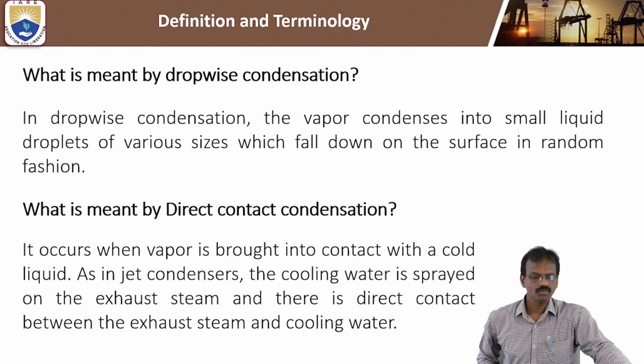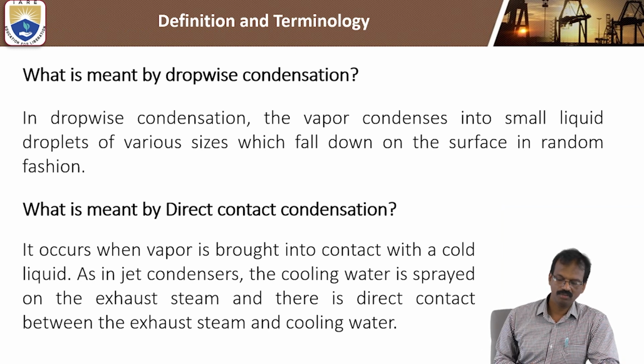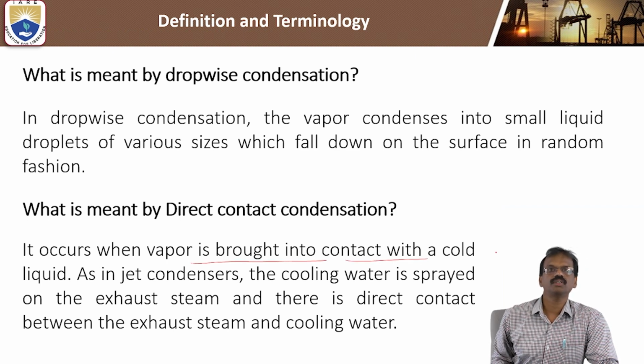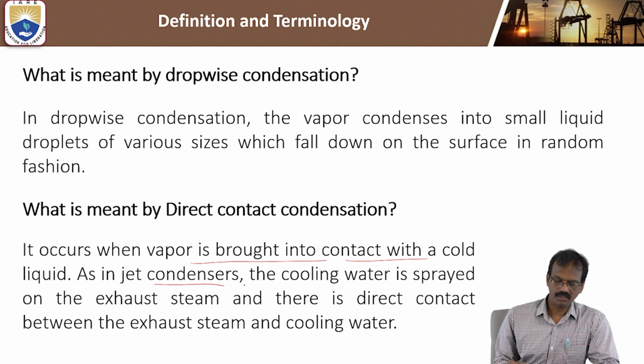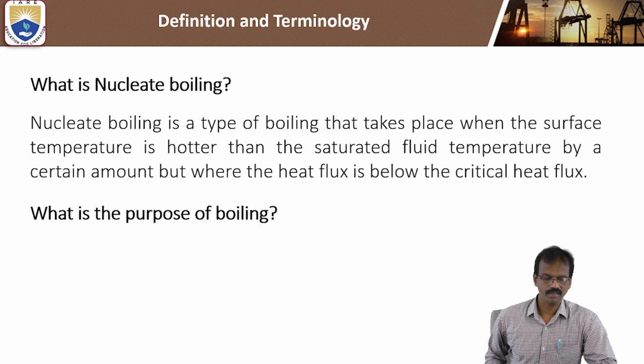We already explained this one. Direct contact condensation occurs when vapor is brought into contact with a cold liquid. As in jet condensers, the cooling water is sprayed on the exhaust steam, and there is direct contact between the exhaust steam and the cooling water. That is direct condensation.